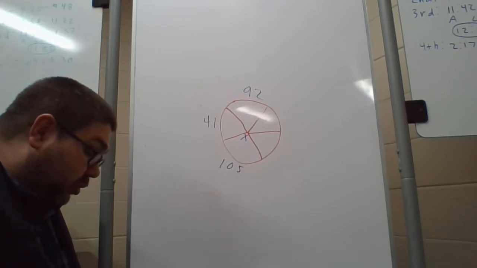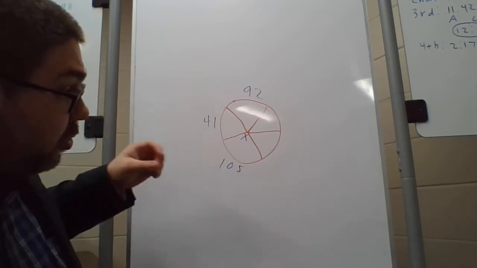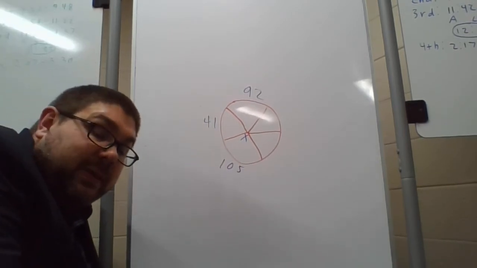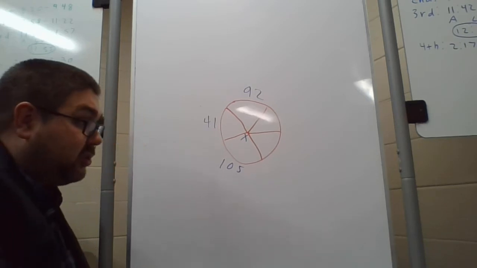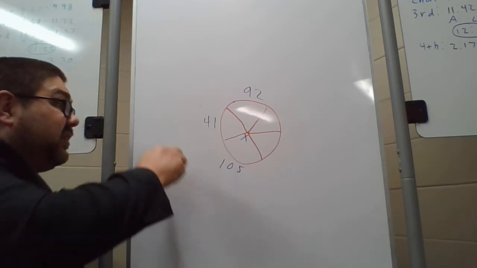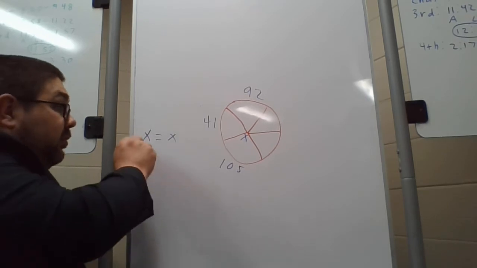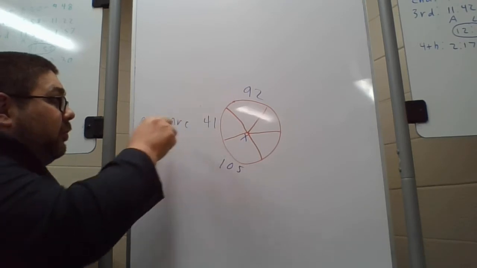First thing we need to know, is this central or inscribed? It's central. Why is it central? Because it's in the center. That should be the first thing you look for. Is the angle in the center of the circle? If so, it's a central angle. Central angle is the X equals X, angle equals arc.